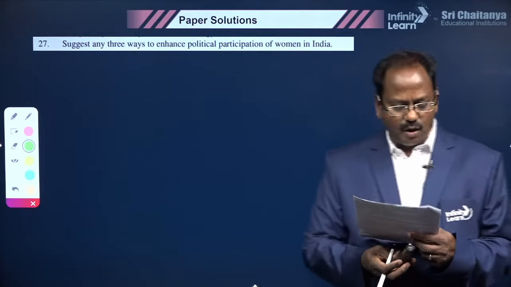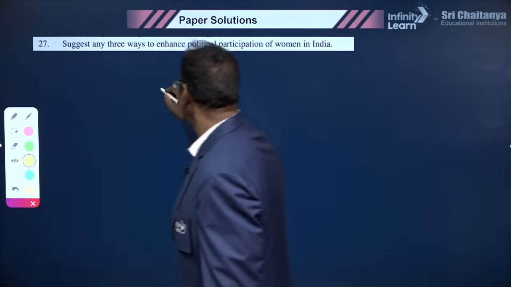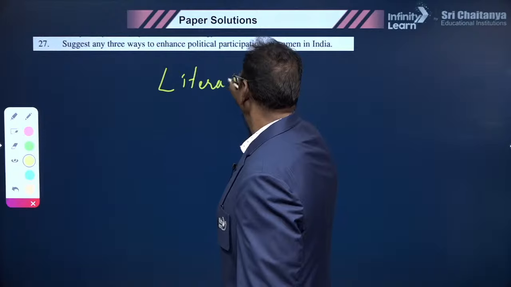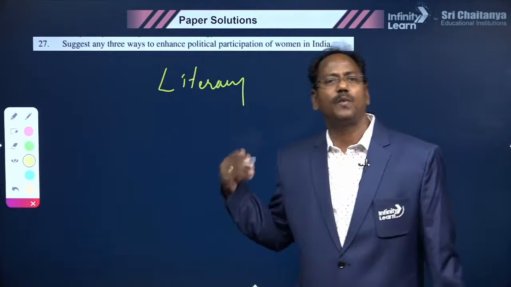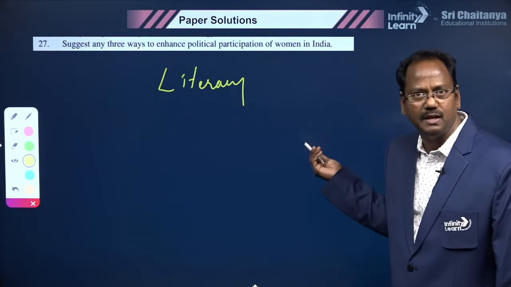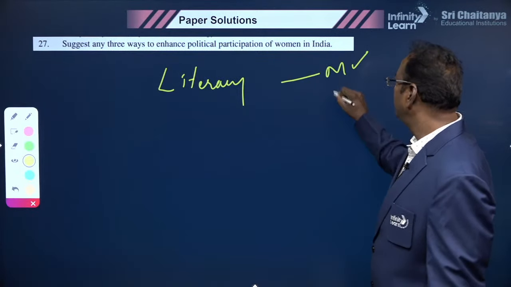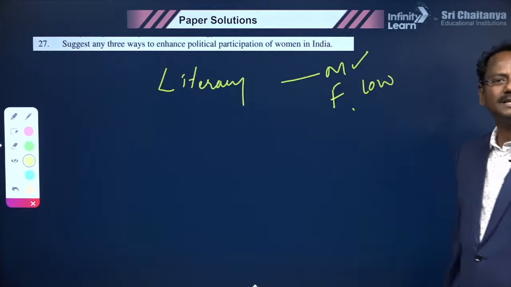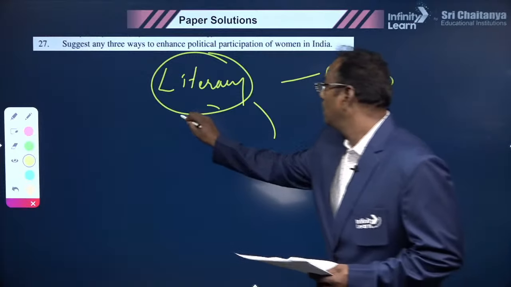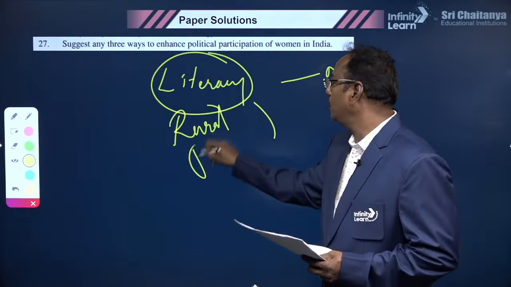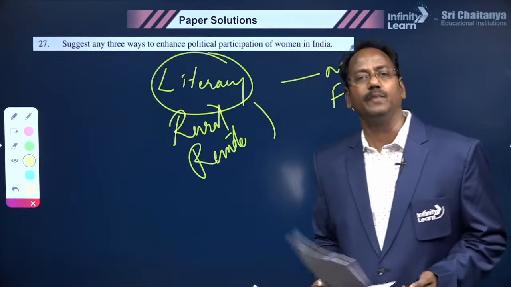So, firstly, we can see how we enhance it. First and foremost, here you see literacy. The percentage of literacy, even as far as 2001 and 2011, if you see the literacy levels, male literacy is very high and female literacy is low. Due to these low literacy levels, especially in the rural and remote areas, literacy levels are still less in women especially.